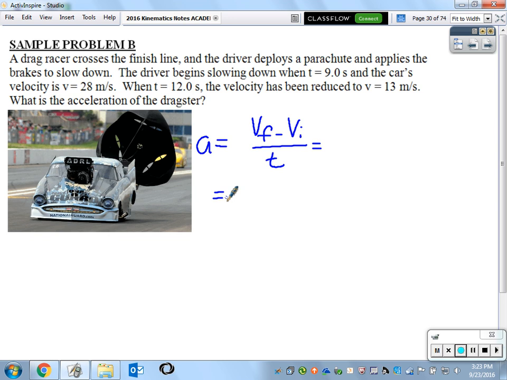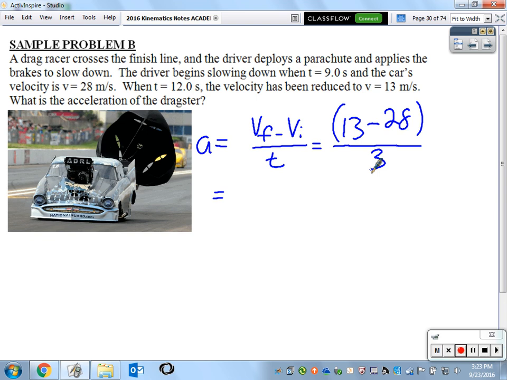All right, Greta, what did you plug in for B final? Okay, put 13, let's see, 13 minus our initial velocity of 28. Okay, all divided by our duration of time. We go from 9 to 12 seconds. What is the difference between 9 to 12? Okay, so that would be 3 seconds there. Okay, so we go ahead and we find that, and it actually should give us a nice round number.